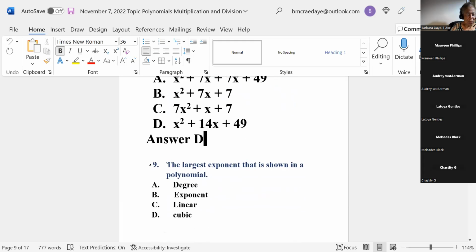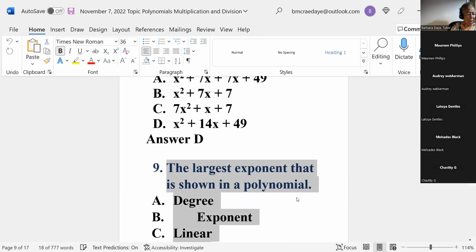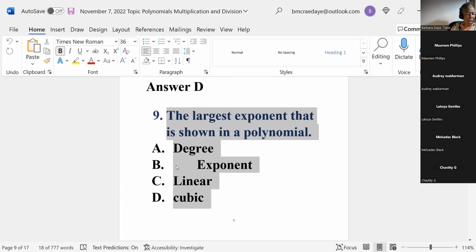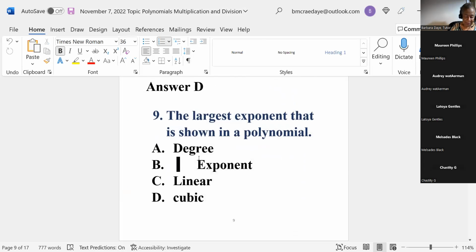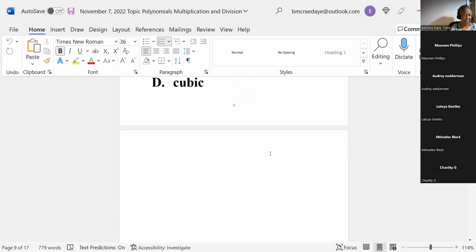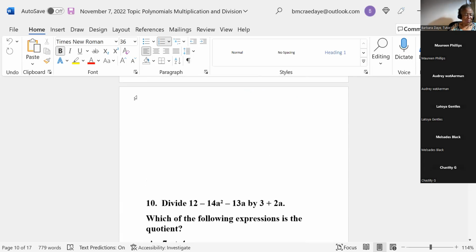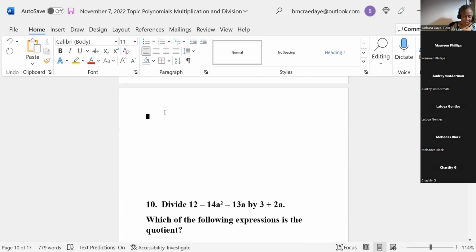Maureen, the largest exponent that is shown in a polynomial is what? A degree. Did everybody get that one right? Yep. Very good. Not exponent, not linear, not cubic. There's your answer right there: A. Okay, let's go to number 10. We didn't do that. Did we do that?